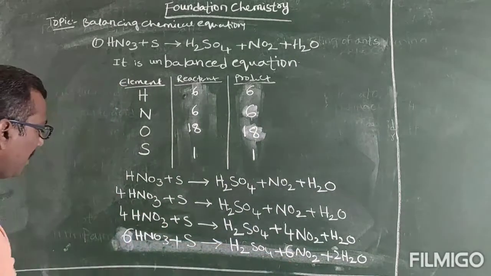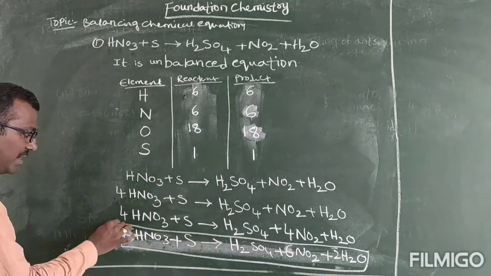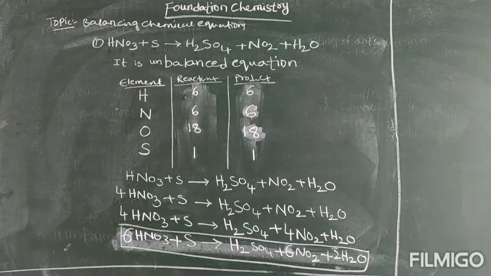Sulfur 1. So the balanced equation is what? This is the balanced equation. 6HNO3 plus S gives rise to H2SO4 plus 6NO2 plus 2H2O is the answer.